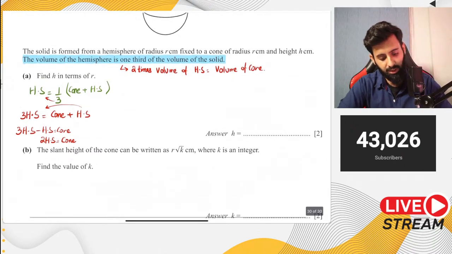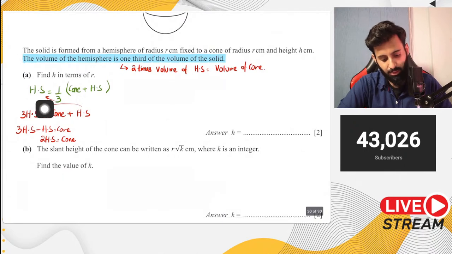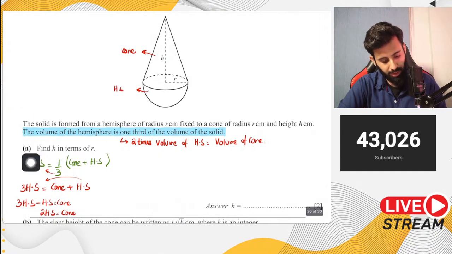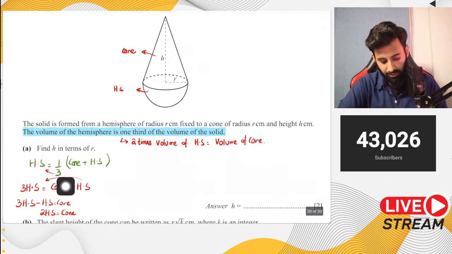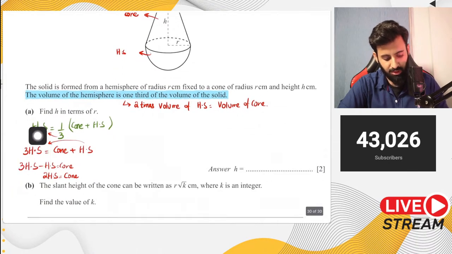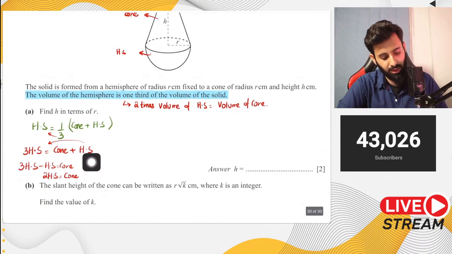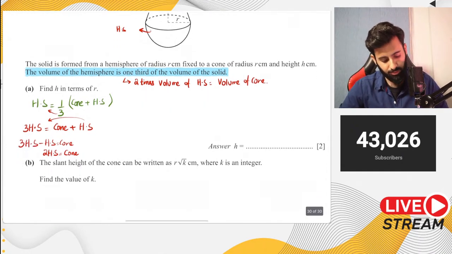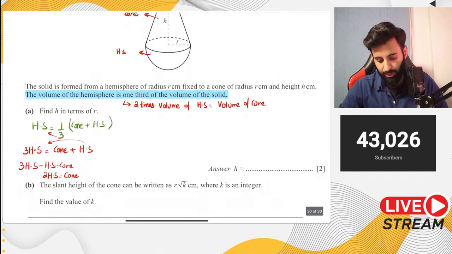That's what we've been able to figure out with the help of this. Okay, so all I've done is I've just translated it from English to math. The volume of the hemisphere is 1/3 the volume of the solid. The solid consists of a cone, okay, and a hemisphere. Now cross multiply. So 3 times the volume of the hemisphere equals cone plus the volume of the hemisphere, which means 2 times the volume of the hemisphere equals the volume of the cone. Okay, now, that's what we're going to do now.